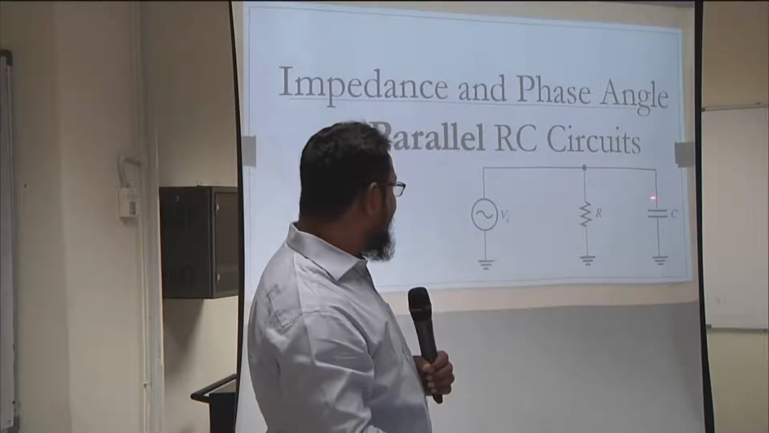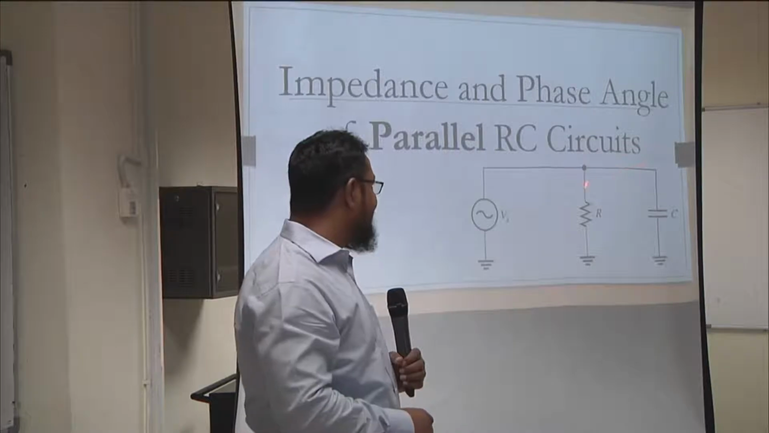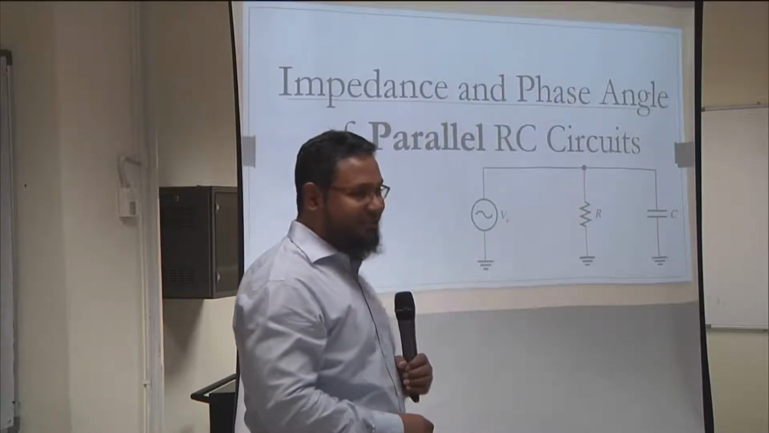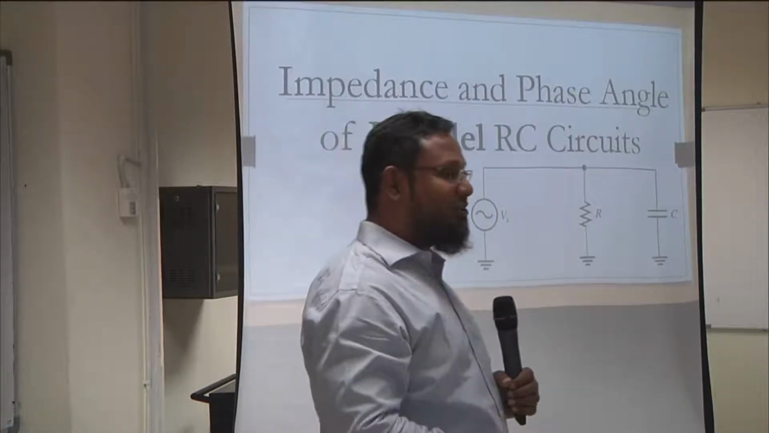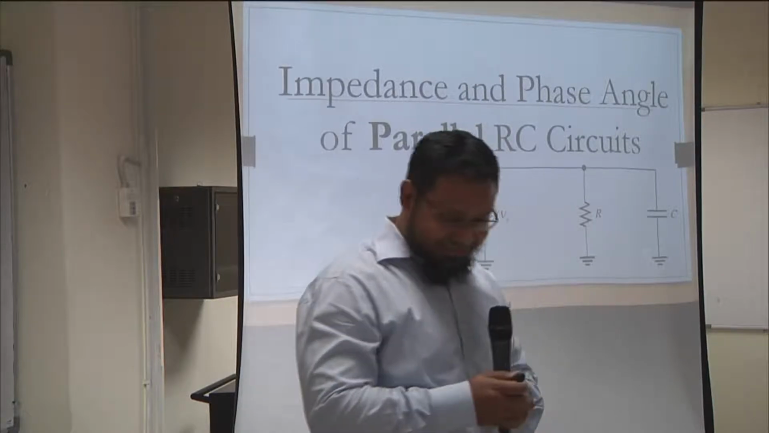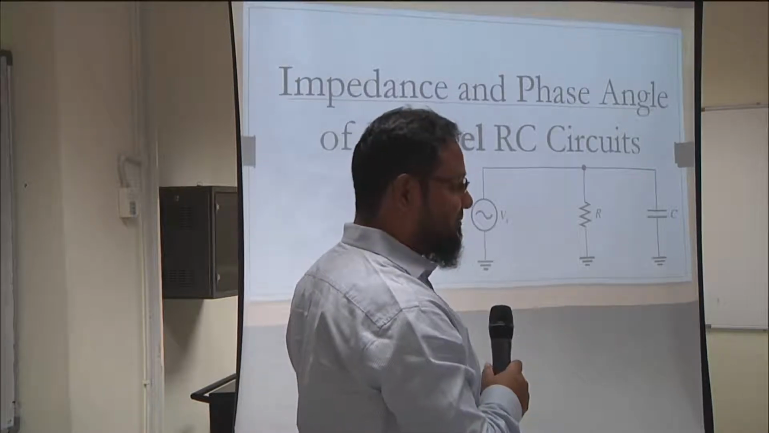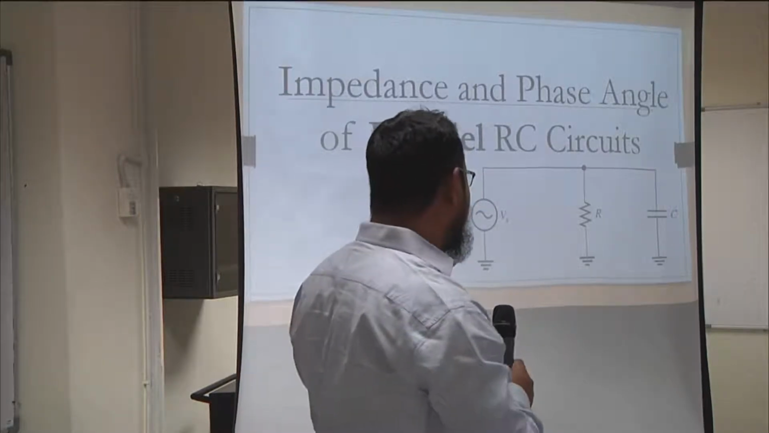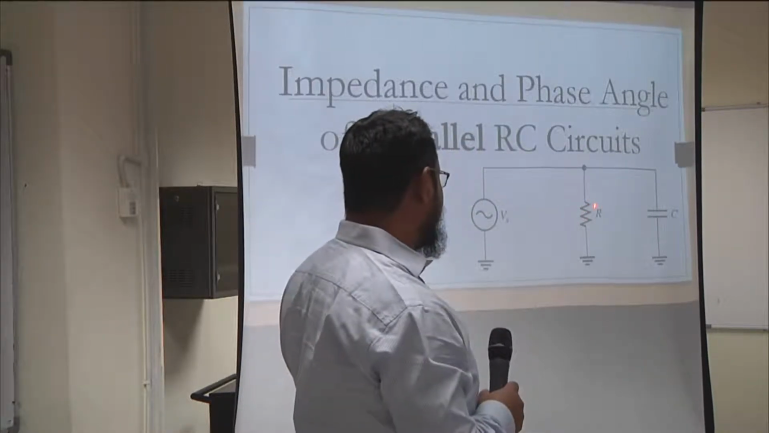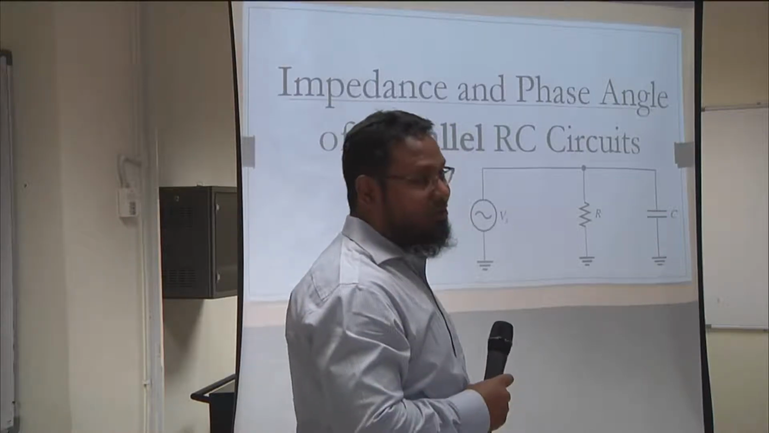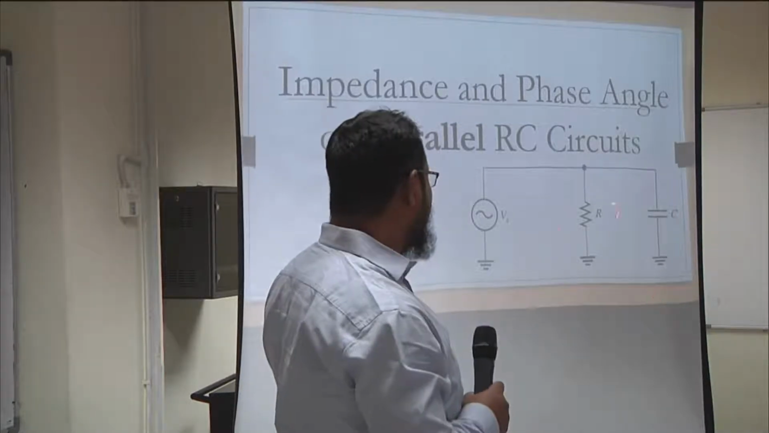But what do we have in common now? We don't have the current common anymore because there will be two different currents in these two branches, right? But still we have something in common now. What is that? Right. The voltage is common now. Of course the voltage across the resistor or across the capacitor is going to be the same as the source voltage, but the current will be different. How do we find out the current?